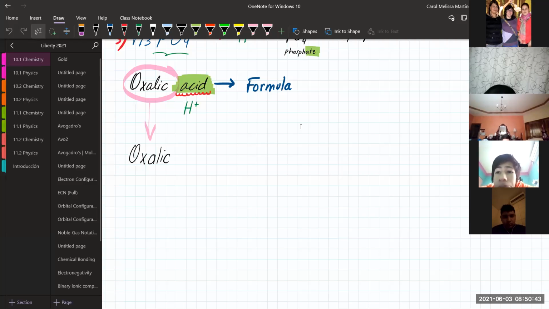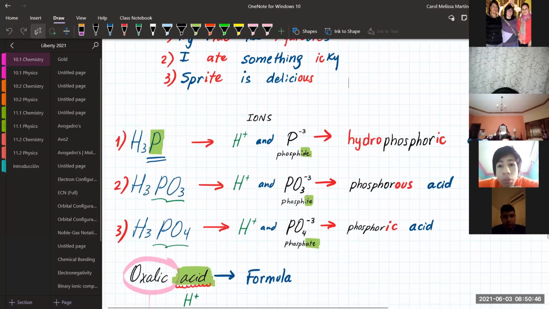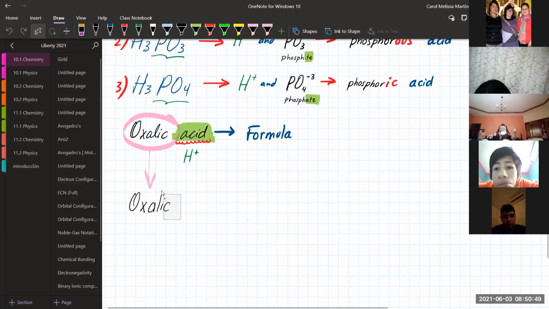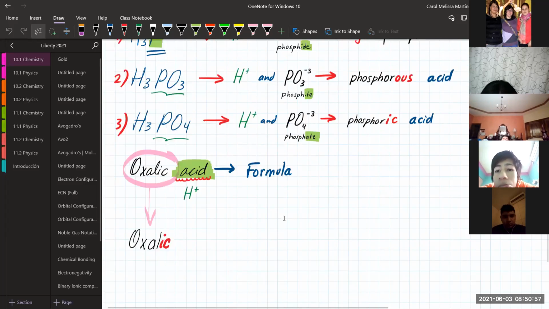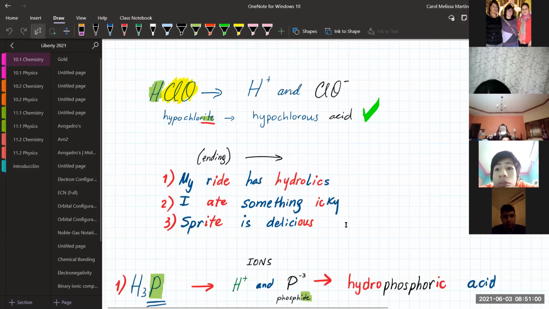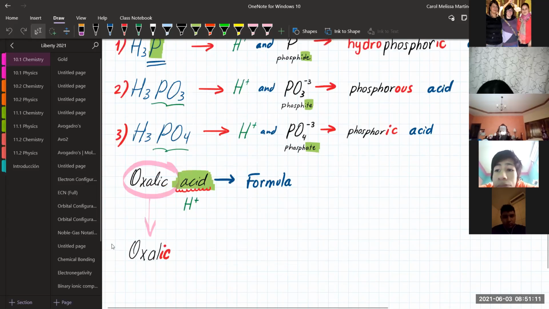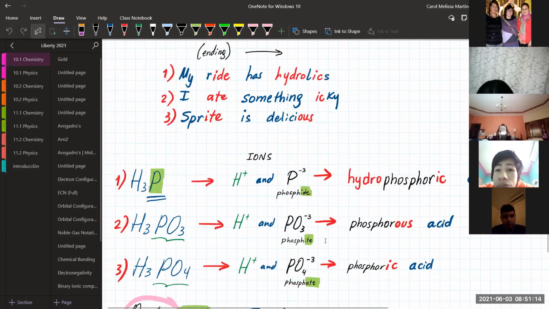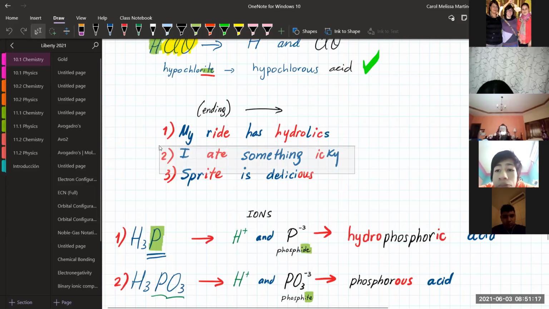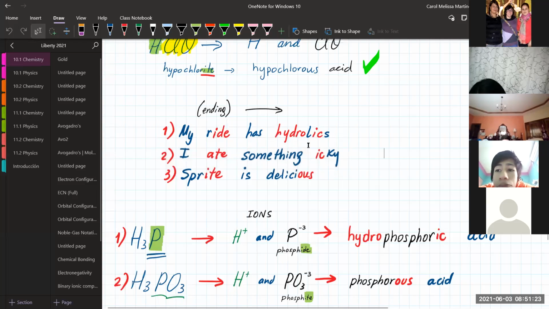Oxalic. From the rules, from the mnemonics, oxalic ends in IC. If it ends in IC, now we're going backwards. It can either be "my rice has hydro-ics" or "I ate something icky." But here oxalic doesn't have the prefix hydro. Therefore, I'm going to use "I ate something icky." Oxalic ends in IC.